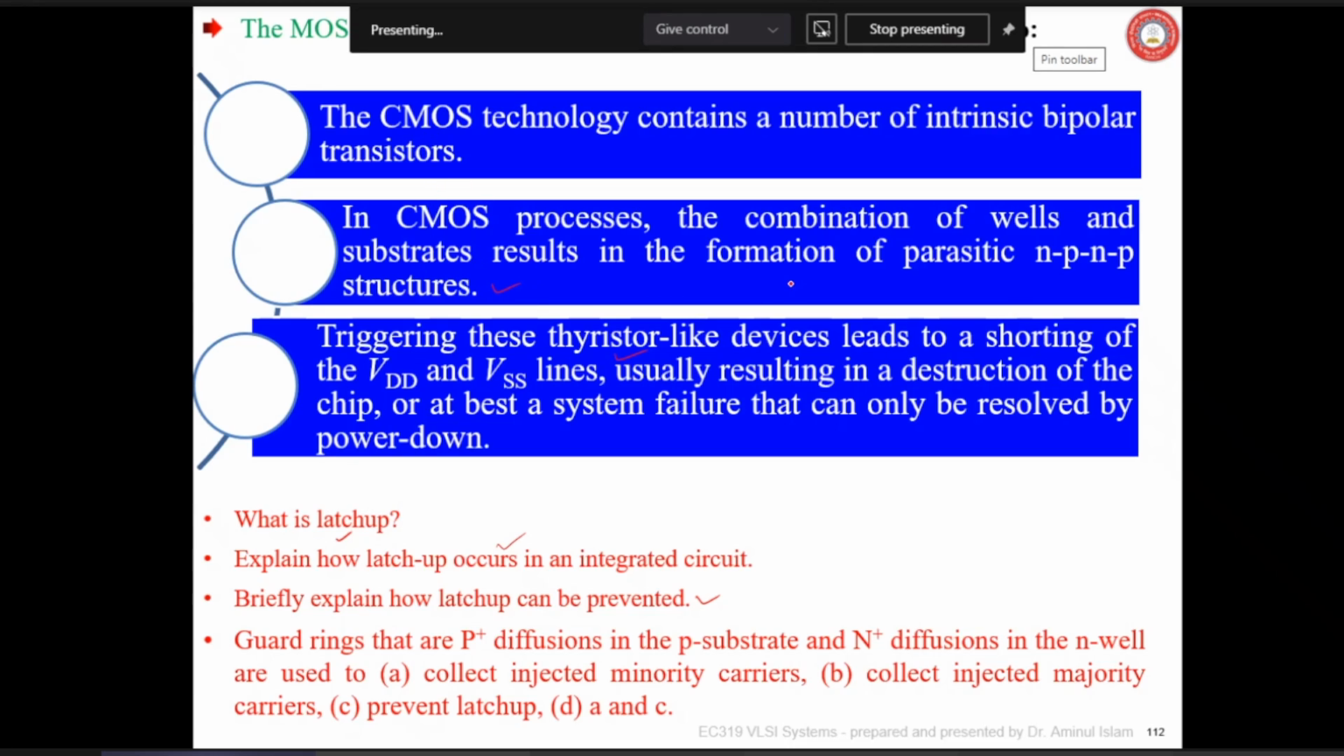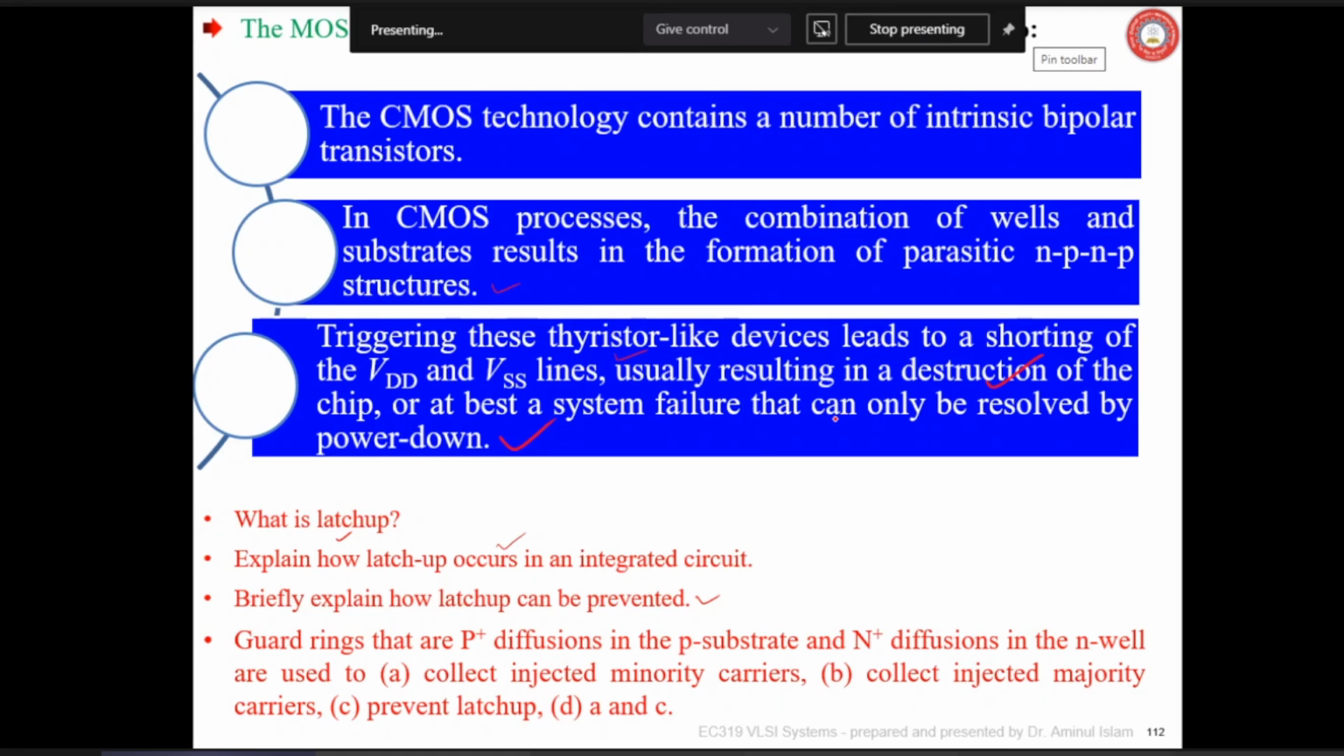If you look, you will see that there is an intrinsic BJT in a CMOS process. In CMOS processes, the combination of the wells and the substrates results in the formation of a parasitic NPNP or PNPN structure, which is called SCR, silicon controlled rectifier or thyristor. Triggering these thyristor-like devices leads to a shorting of the VDD and VSS lines, usually resulting in a destruction of the chip or at best a system failure that can only be resolved by power down.